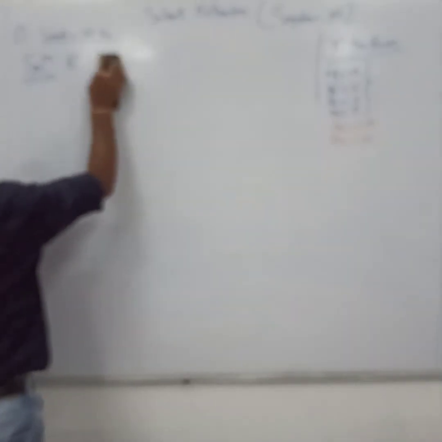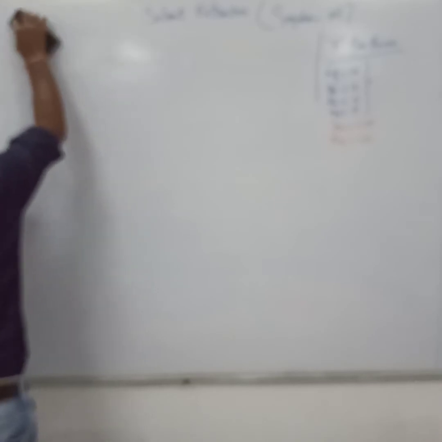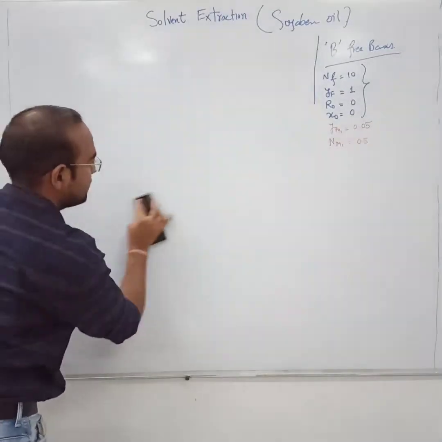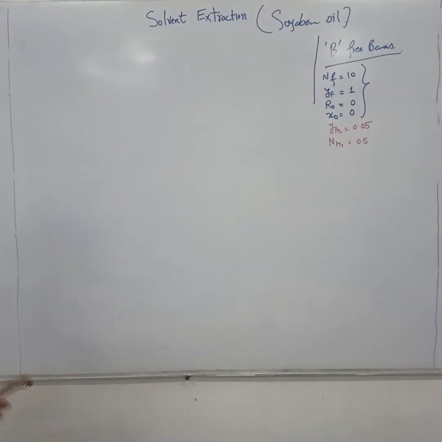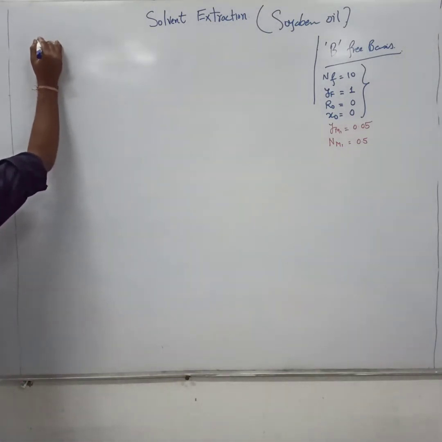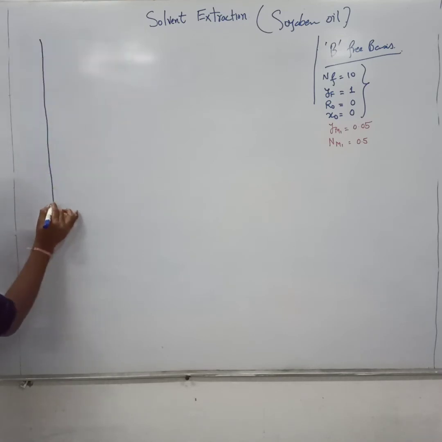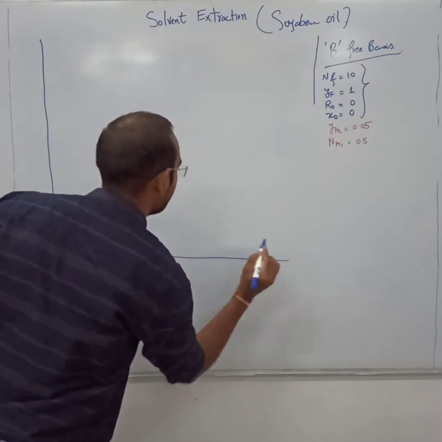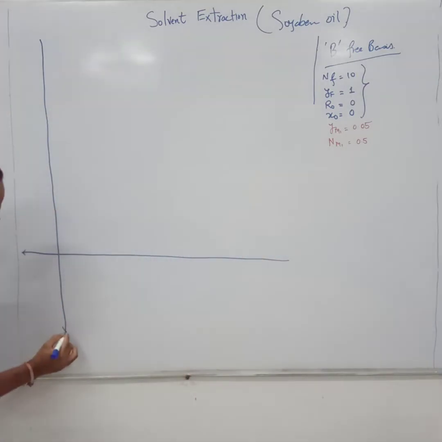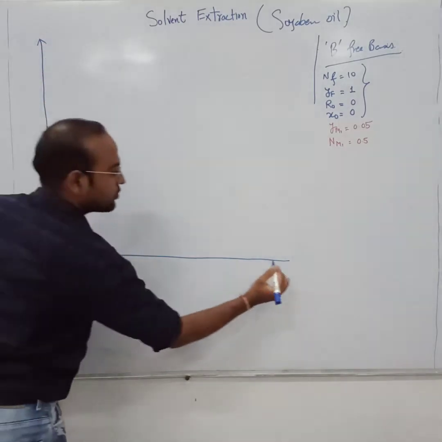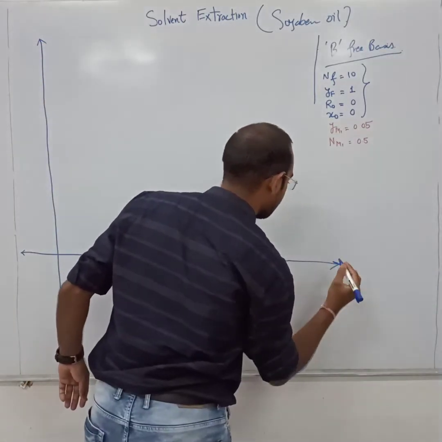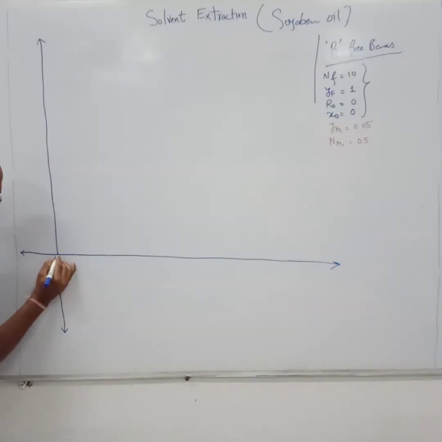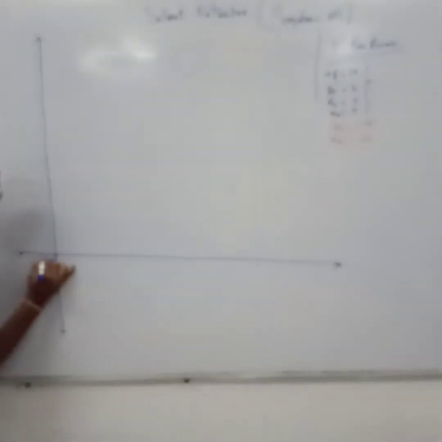I need some more space, that's why I wrote it. Now it will be easier for me. This is your 1 point. I indicate it 0, 0.